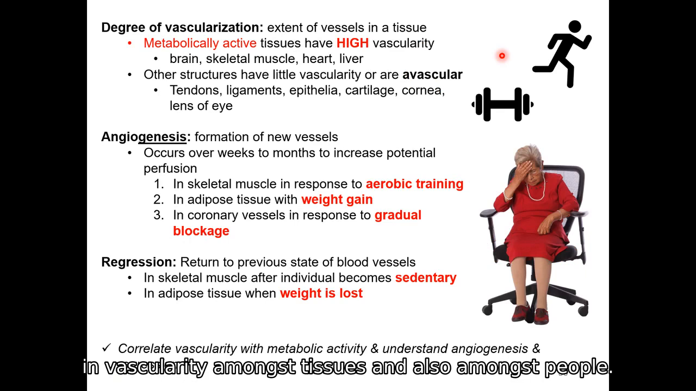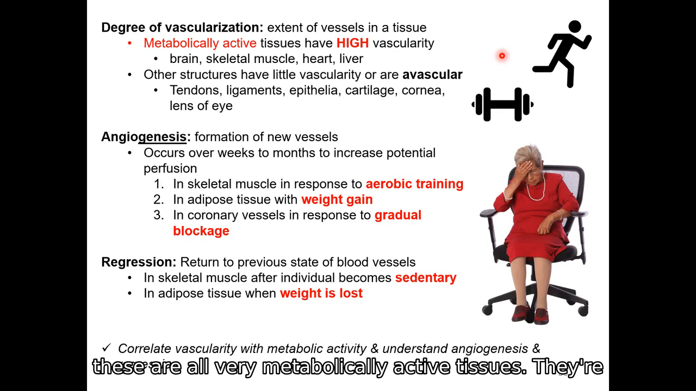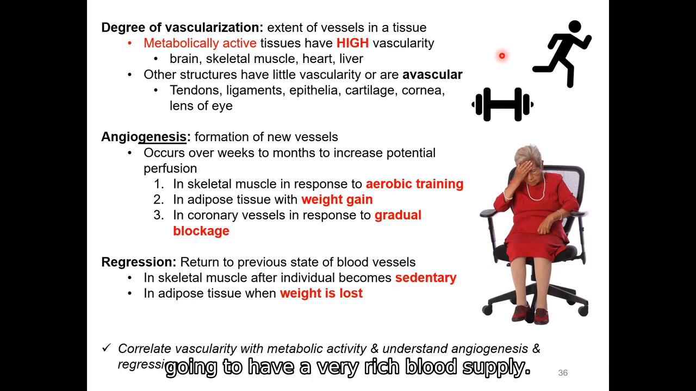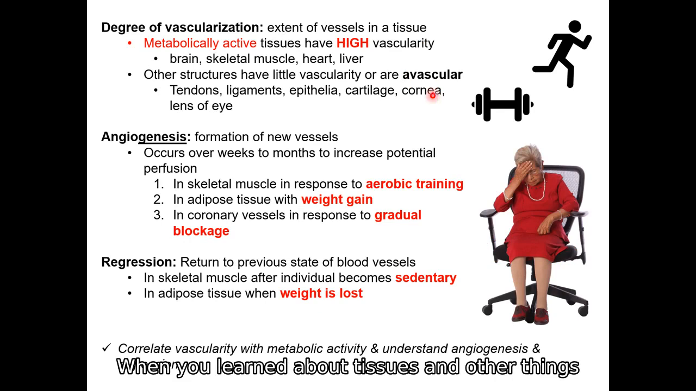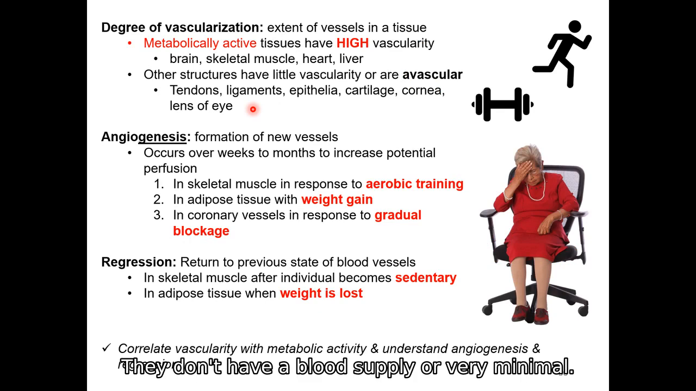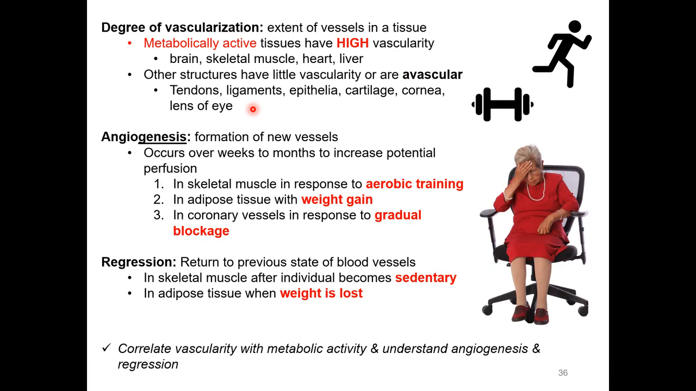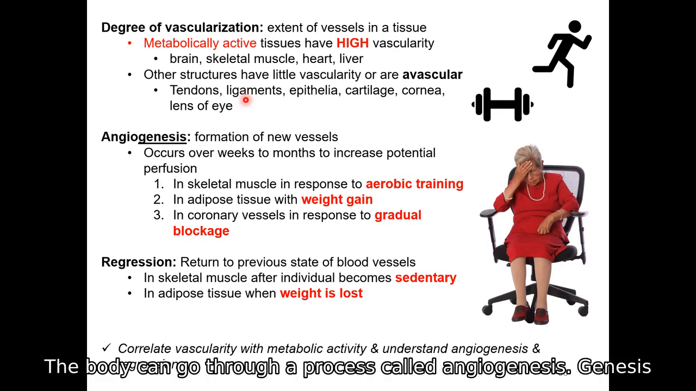There are differences in vascularity amongst tissues and also amongst people. The extent of vessels has to do with how metabolically active that particular type of tissue is. So skeletal muscle, brain, heart, liver, these are all very metabolically active tissues. They're going to have a very rich blood supply. When you learned about tissues in AP1, you probably learned that some things are avascular, so A means without vascularity. They don't have a blood supply, or very minimal. So tendons, ligaments, epithelial tissue, cartilage, cornea, which is the lens of the eye.